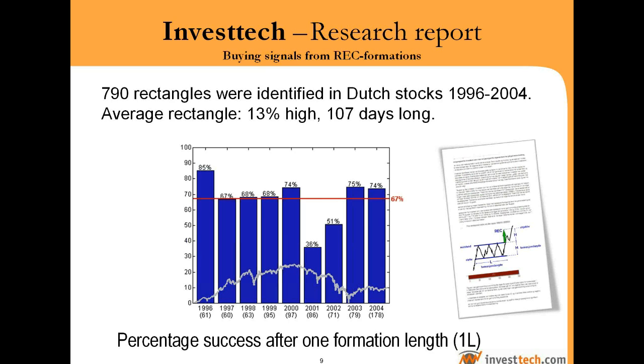The results from a research report we conducted on the Dutch market are quite interesting. From 1996 to 2004, we identified buy signals from 790 rectangles, and on average 67% of these stocks went up 1 formation length within the time limit. Similar results were also found from 1996 to 2008 in the Norwegian market. This opens up the notion that these results can be found on other markets as well.